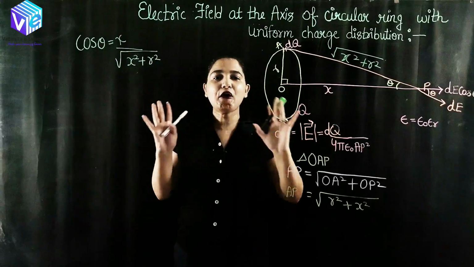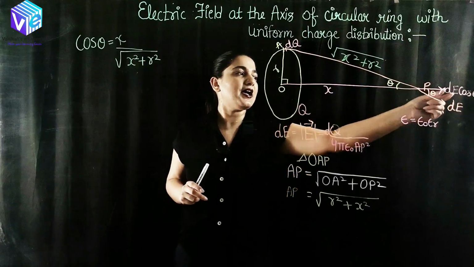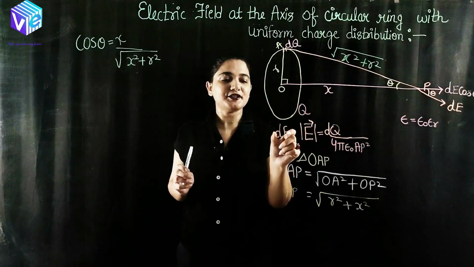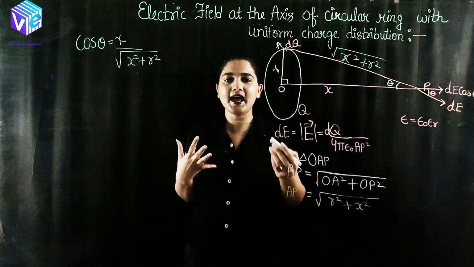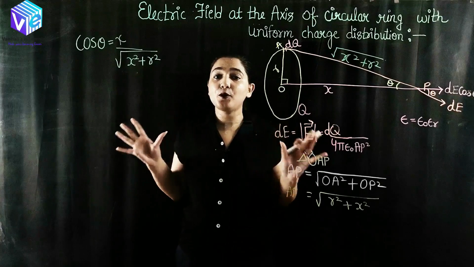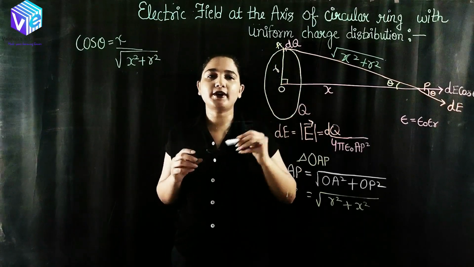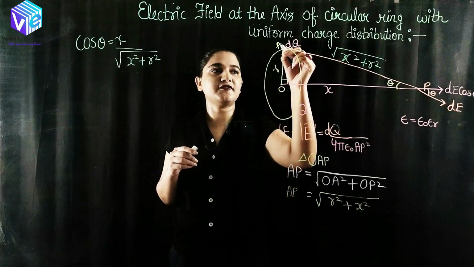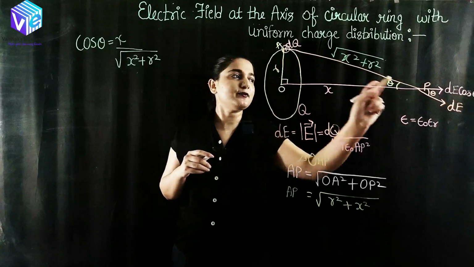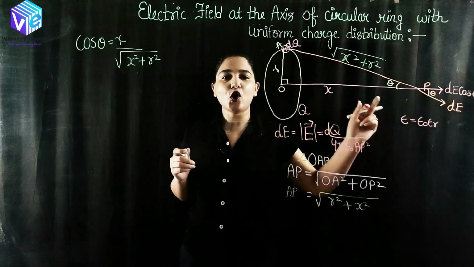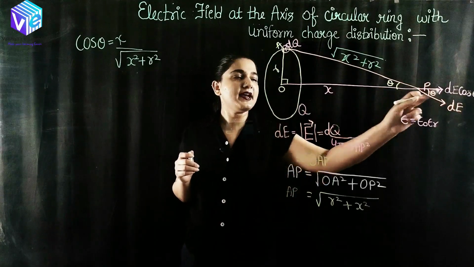Now I know all of the terms. I know what is my dE, I know what is my cos theta. So I can find out dE cos theta, and then I will be integrating it to find out the electric field due to the full ring. I just know now the electric field due to this component. This point only is contributing to this electric field dE cos theta. If I need to find out the electric field due to the full ring, I will be integrating it.